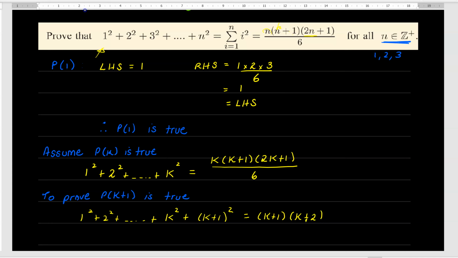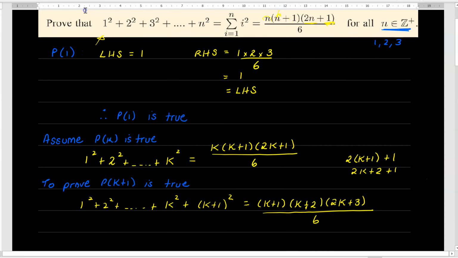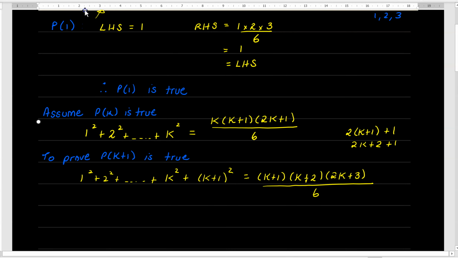And 2n becomes 2k, so just be careful here, it's 2 times k plus 1 and then plus 1. So this becomes 2k plus 2 plus 1, so that's 2k plus 3. So not a lot of thinking there. It's just sort of regurgitating and substituting in. So here we go. We want to prove, so here comes the proof. We're going to go left-hand side.